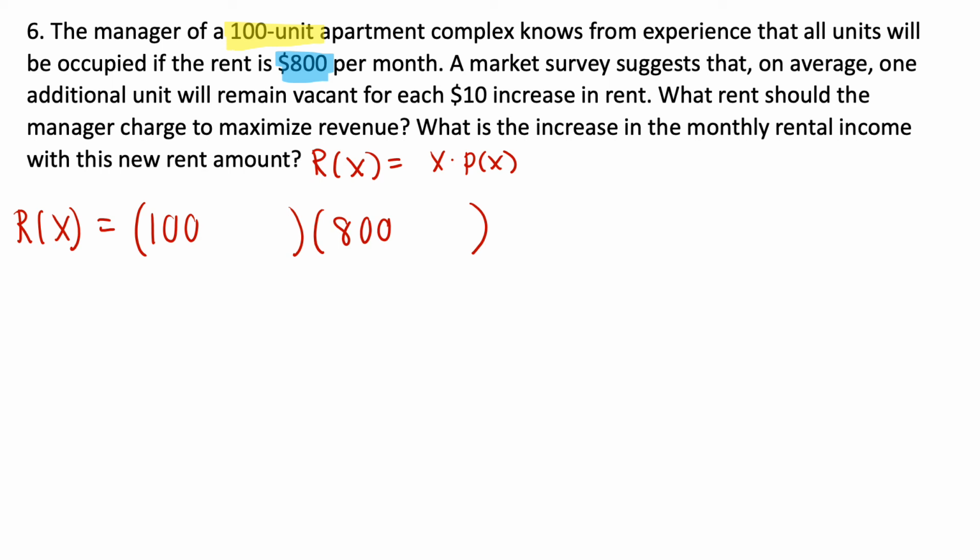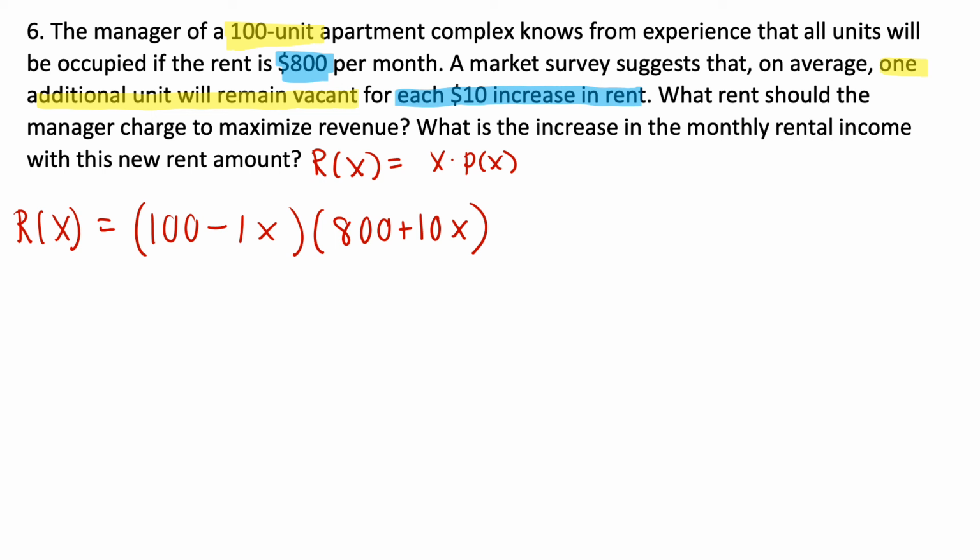So the market survey suggests that on average, one additional unit will remain vacant. So 1 unit less, so that's going to be minus 1x for every time that we increase rent by $10. So that's going to be our plus $10 per change in price. So the revenue equation we've come up with is 100 minus 1x times 800 plus 10x.